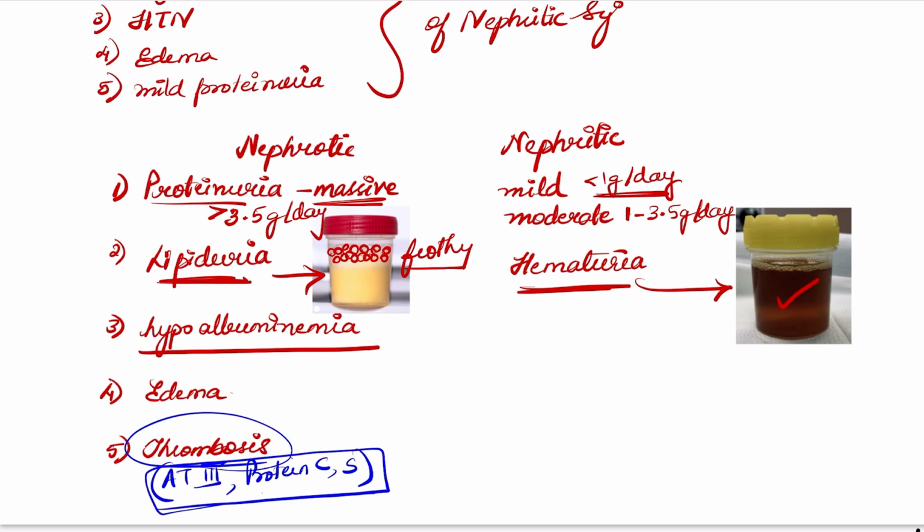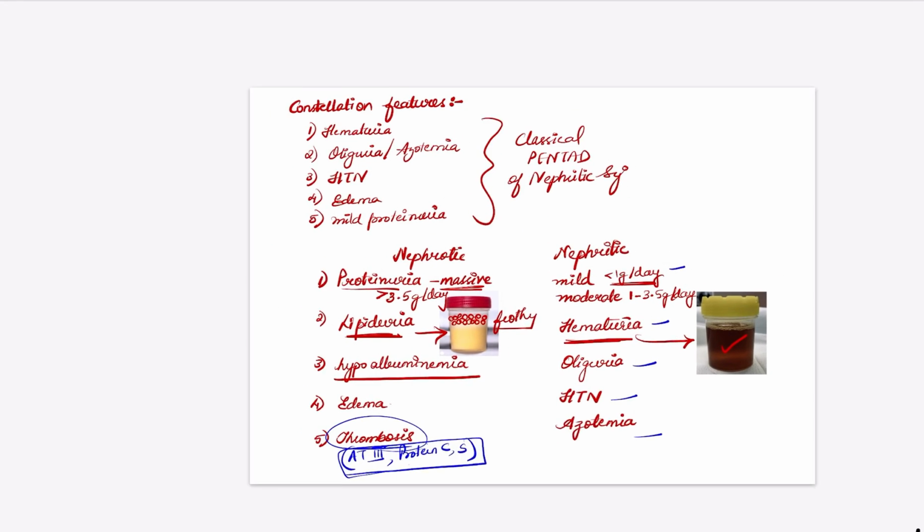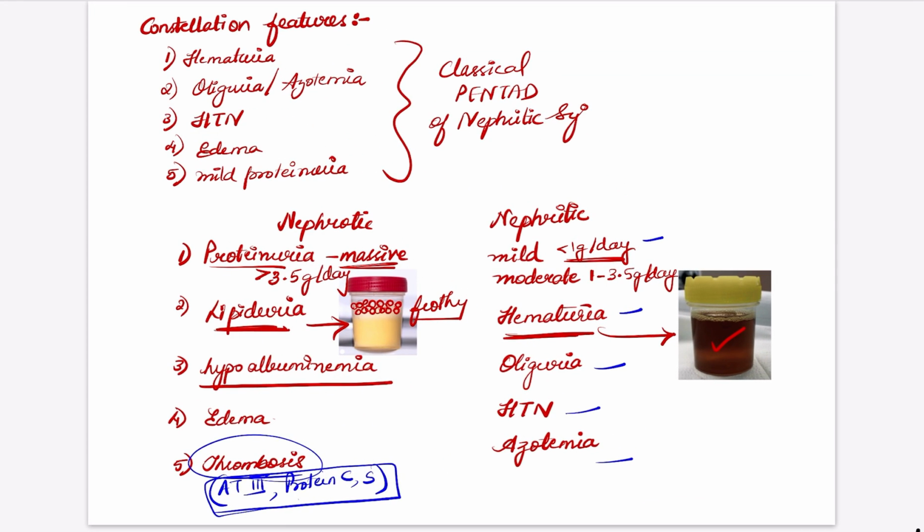Loss of these natural anticoagulants will lead to a prothrombotic state, hence there is thrombus formation. So thrombosis. In nephritic syndrome, along with this mild proteinuria, there is hematuria, oliguria, hypertension, and azotemia. So all these are the constellation features of nephritic syndrome: proteinuria, hematuria, oliguria, hypertension, azotemia. Yes, these are the main differences between nephrotic and nephritic syndrome, more commonly asked for viva in the practicals.